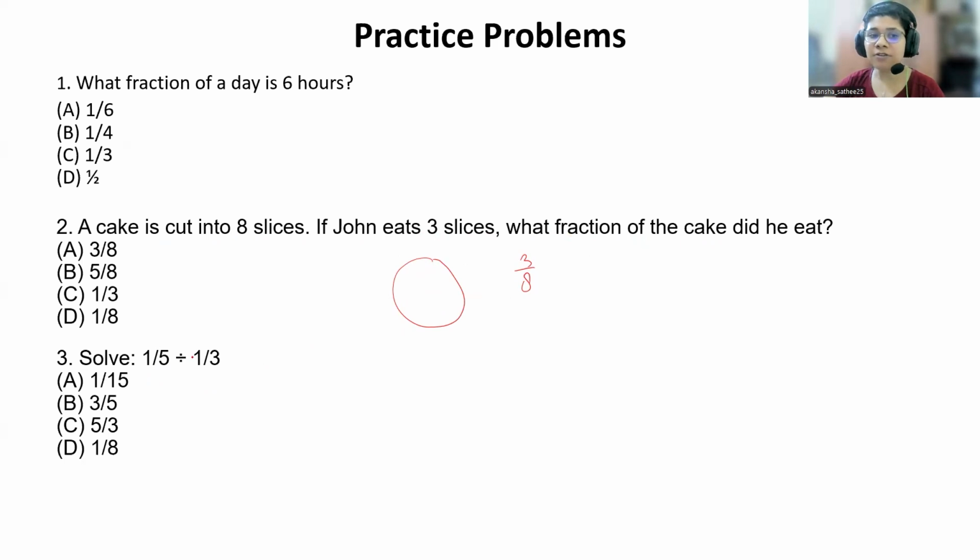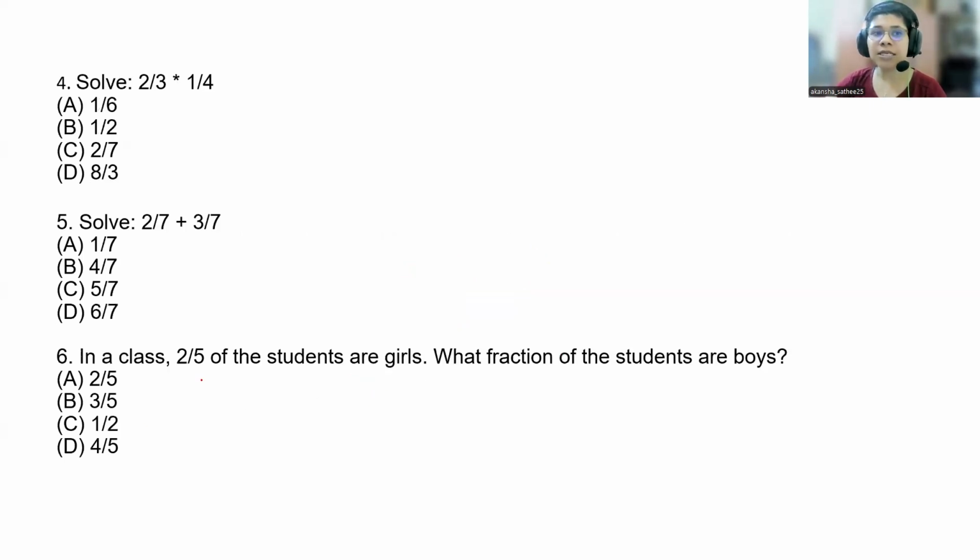Solve 1 by 5 divided by 1 by 3. So 1 by 5 into, flip it, 3 by 1. This is how you have to solve it. Next is solve 2 by 3 into 1 by 4. So 2 by 3 into 1 by 4. You know the rule. Addition. Denominators are the same. You have to add them up.